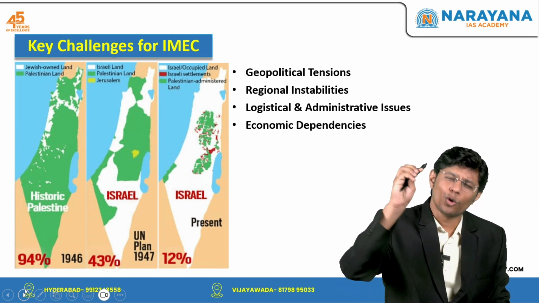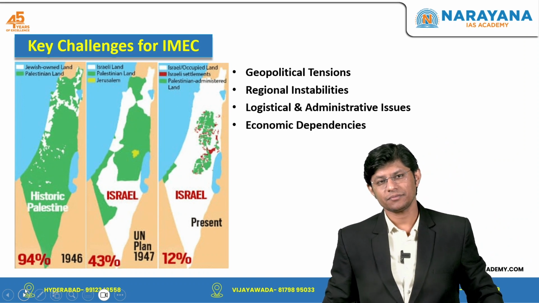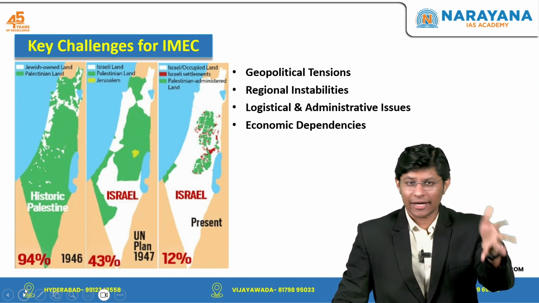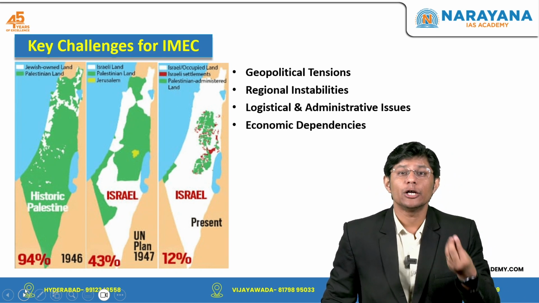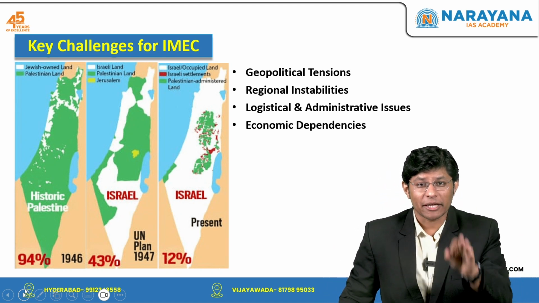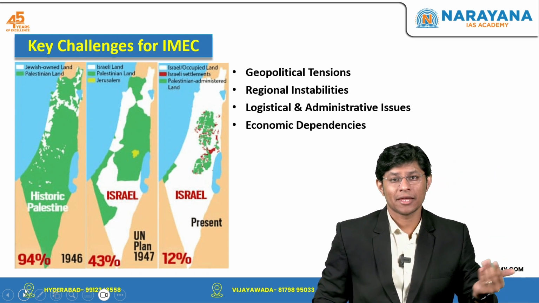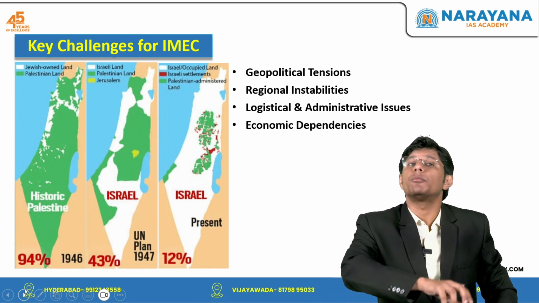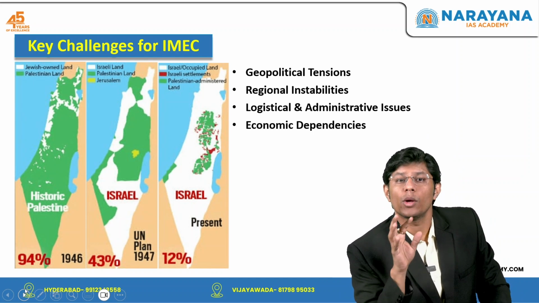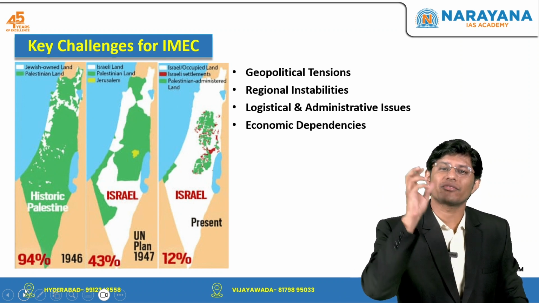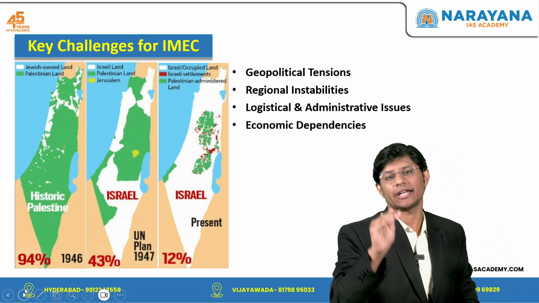First and the most important solution is diplomatic engagement. See, India and the IMEC countries like Saudi Arabia, UAE, Israel should engage diplomatically to stabilize the region, especially in areas affected by geopolitical tensions like Israel-Palestine. It is very important to have collaborative discussions among stakeholders, that is among countries, and this will help in addressing points of contention and ensuring that the progress is steady.